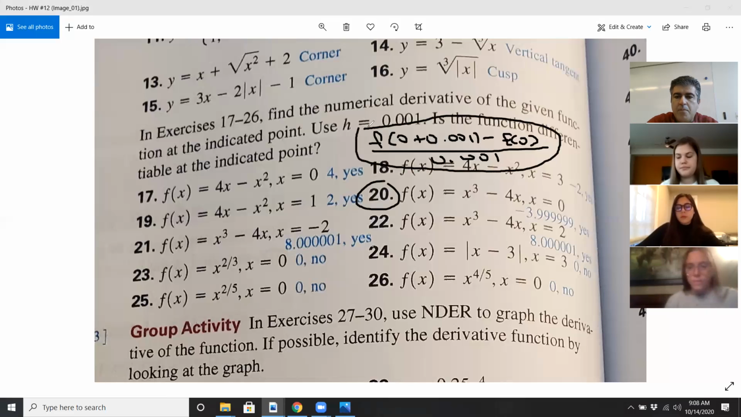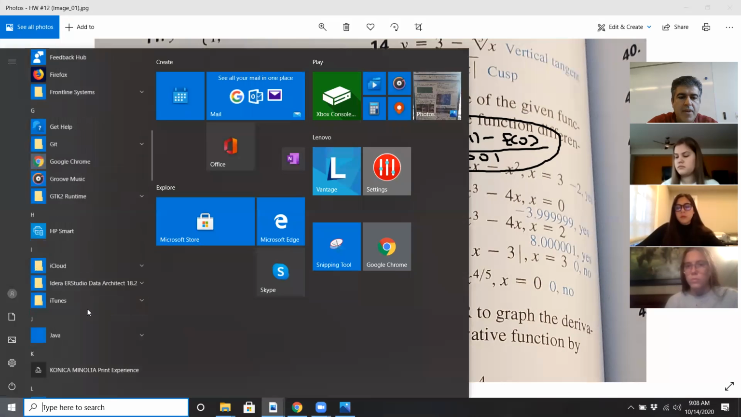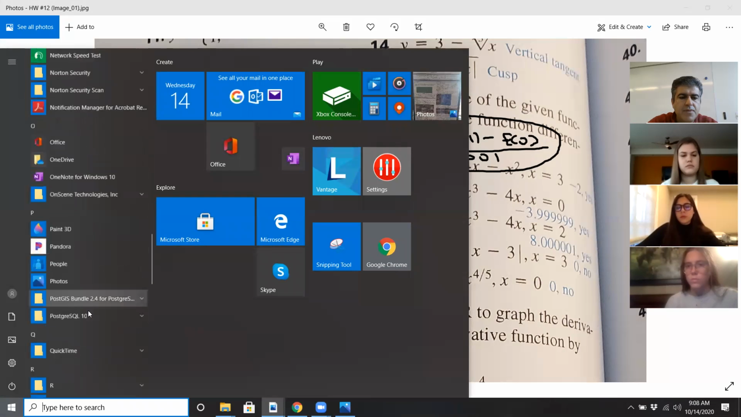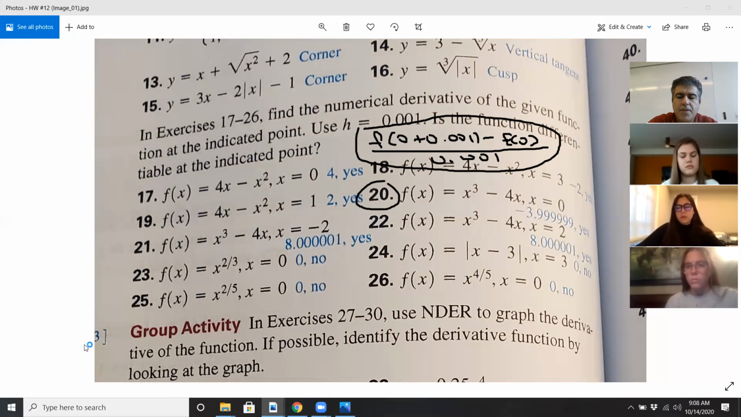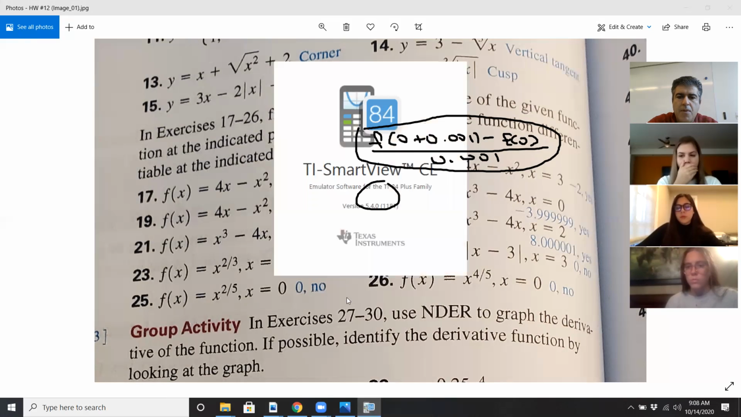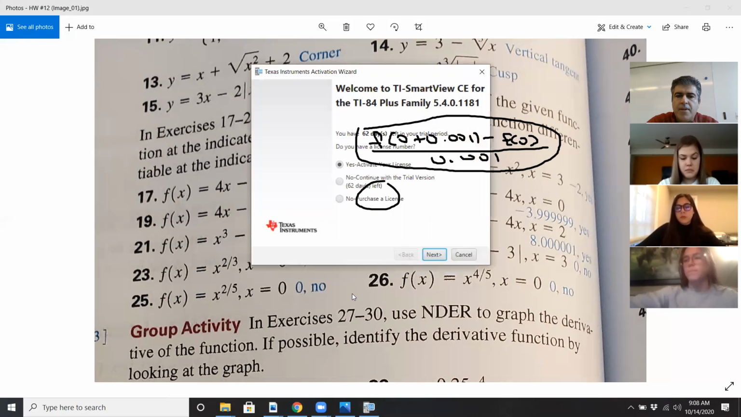But if I were to just punch this into the calculator, x cubed minus 4x at 0, remember we did this before. I just go to my TI calculator right here, TI Smart View. It's just taking a little while. Should have opened this earlier. It's my fault.